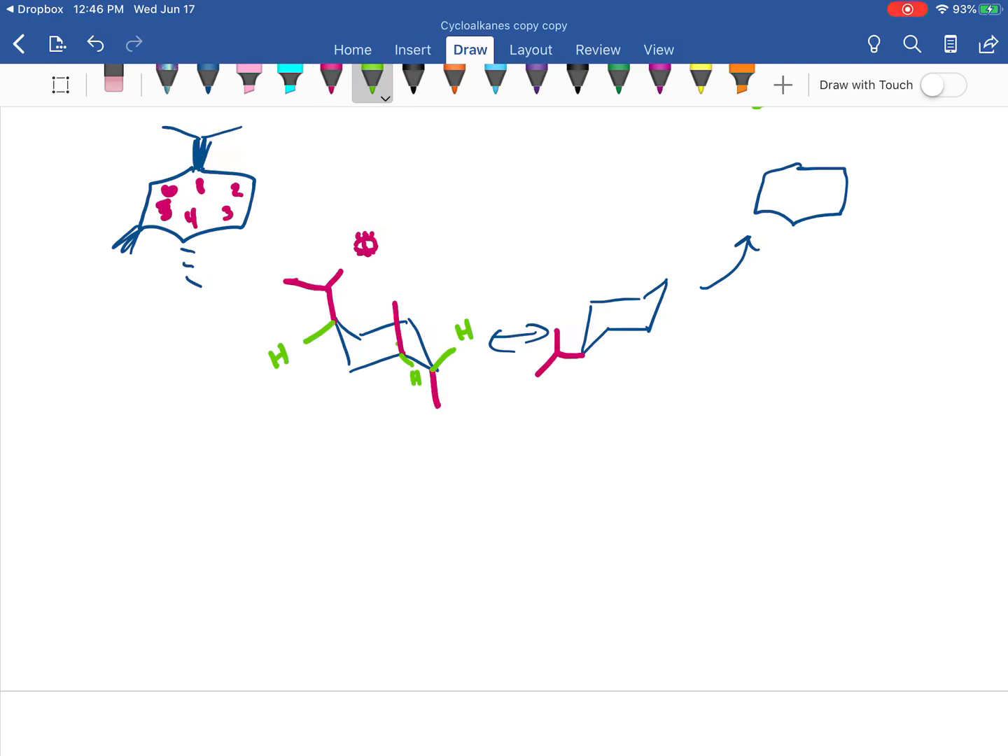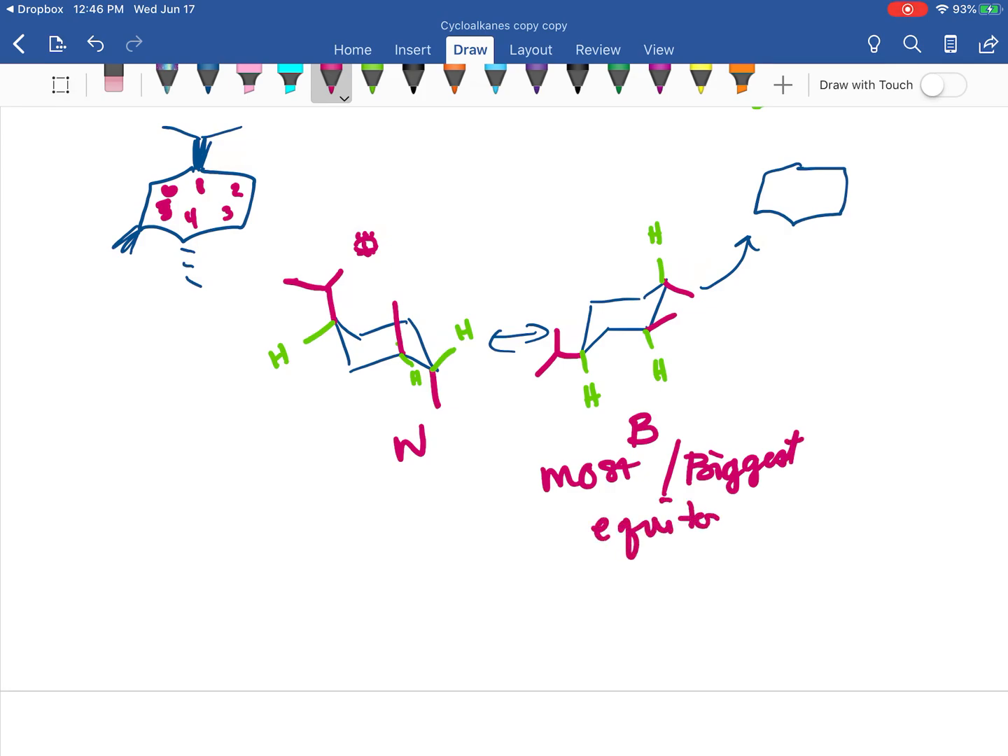So now your isopropyl is here. We go all the way up here. Now your methyl group is here. And then what about that methyl on number 5? That is now equatorial. Oh my gosh, I love it. Let's compare the two energies. Which one's the best and which one's the worst? Best, worst. Why? We have the most and the biggest groups equatorial.